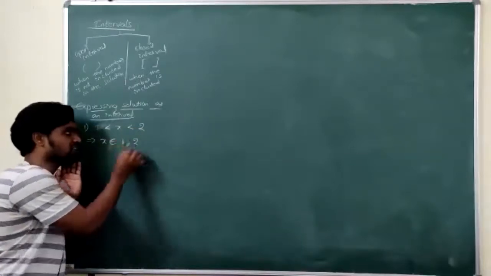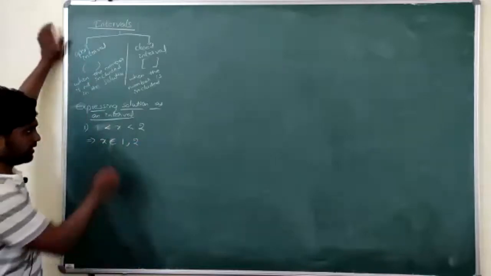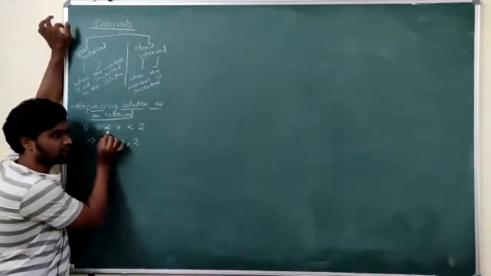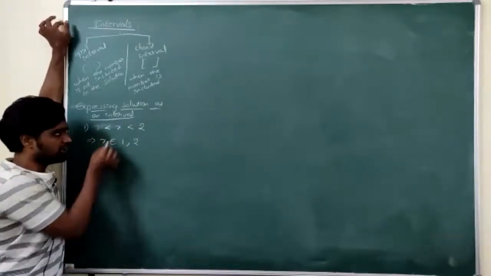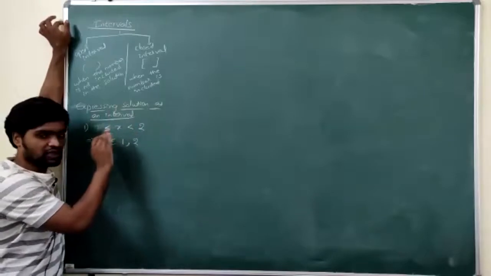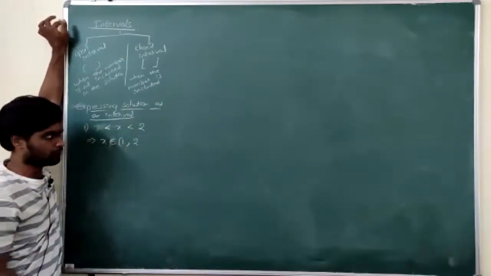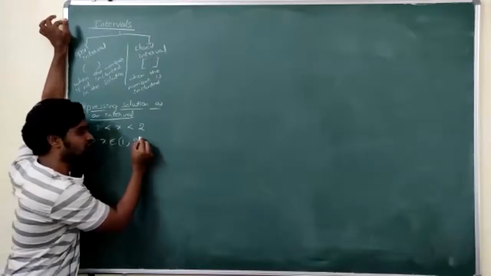Now, how to use the interval here? Is 1 included in the solution? Can the value of x be equal to 1? No, it is just greater than 1. It cannot be equal to 1. So, open bracket for 1. Now, can the value of x be equal to 2? No, which means 2 is also not included.